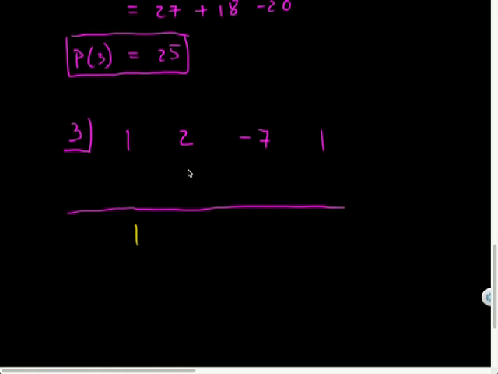So bring down the 1. 3 times 1 is 3. 2 plus 3 is 5. 3 times 5 is 15. 15 and negative 7 is 8. And 3 times 8 is 24. Add those, I do in fact get my remainder of 25. So because of that, I would say, hey, I think p of 3 is equal to 25.